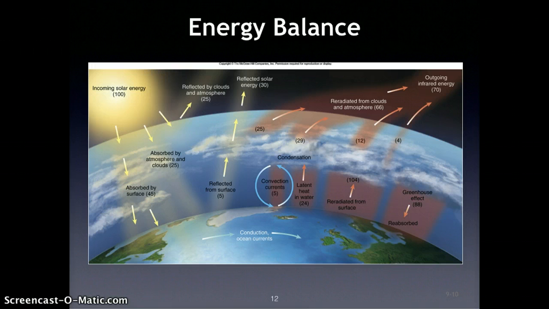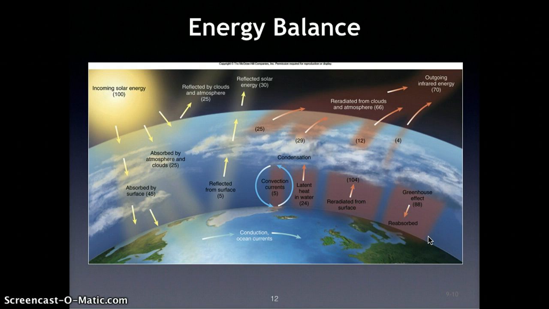Here we see a diagram of the Earth's energy balance. As I mentioned before, the atmosphere absorbs or reflects about half of the solar energy reaching the Earth. The other half reaches the Earth's surface, and about 45% is absorbed and 5% is reflected back into the atmosphere. However, most of the energy re-emitted from the Earth's surface is long wavelength infrared energy. You can see this in the red-colored portions of this diagram. These long wavelengths are absorbed in the lower atmosphere, trapping heat close to the Earth's surface.